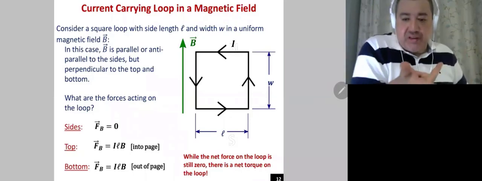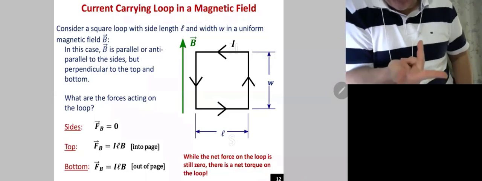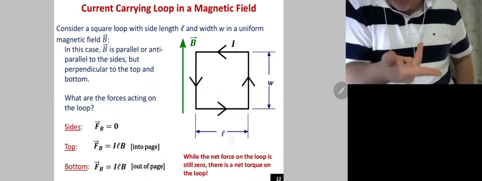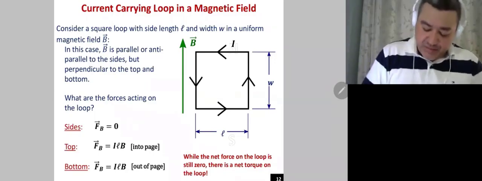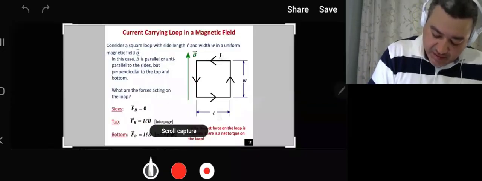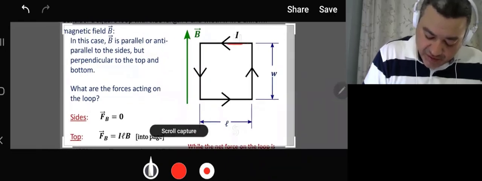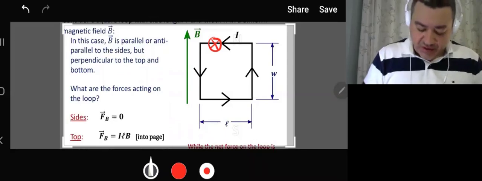So in this case, if we have the current going in this direction and we have the magnetic field pointing up, then the force would be pointing toward the screen. So if I look at the force on that side, it would be pointing toward the screen. I can represent it by this. So that's the force on the side.